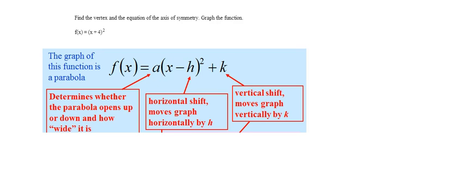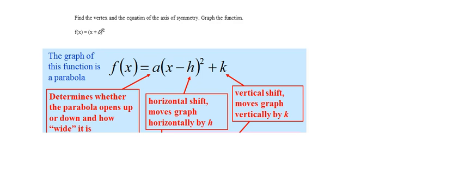Okay, so for this problem, it's talking about finding the vertex and the equation of the axis of symmetry and to graph the function. So let's first look at the function. It's in the form f of x equals, in parentheses, x plus 4 squared. So the little square part tells us it's quadratic. It's in a different form than we might be used to, though, at this point. So we're used to ax squared plus bx plus c, and this is in a different form.